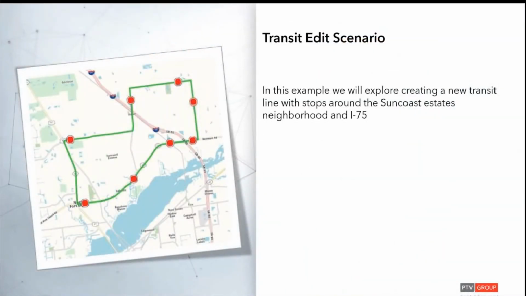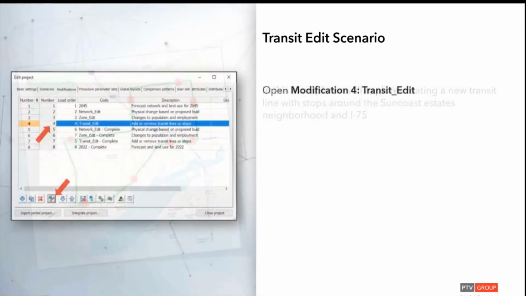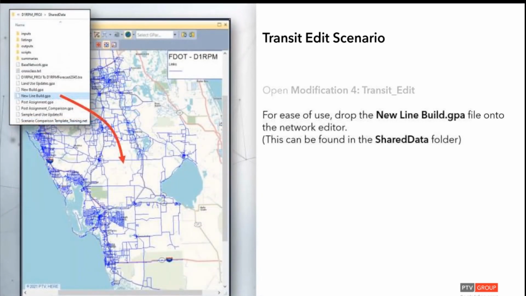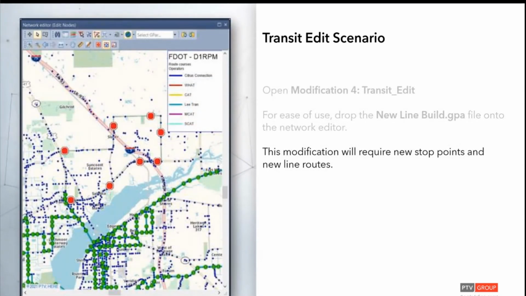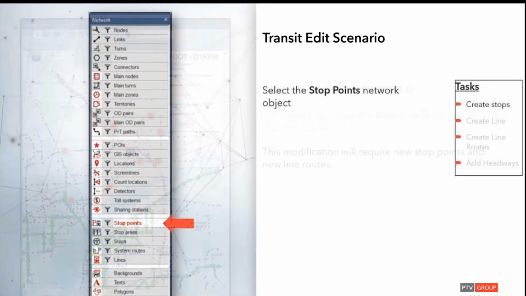All right, so the next thing we're going to look at is a transit scenario edit. In this case, I just kind of made up a transit loop that we're going to do around kind of this Suncoast Estates / I-75 corridor neighborhood area. In this case, it's going to be modification number 4. We're going to edit that. We have a graphic parameter file, just like we did before for this new line build out, where it will highlight the stop locations as well as the proposed transit route.